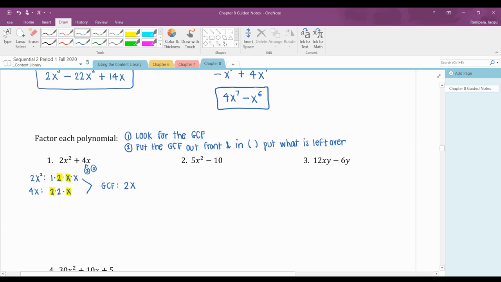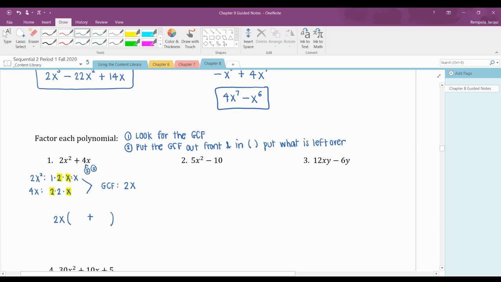We found our GCF. So I'm going to write 2X, and then in parentheses, now I'm going to have to put whatever was left over. So what I'm going to have in parentheses, if I go back to my original problem, I have a binomial. There's 2 terms here. That means I should have a binomial in the parentheses. Notice how there's an addition sign breaking up those 2 terms? So I know I'm going to have an addition sign breaking up those 2 terms.